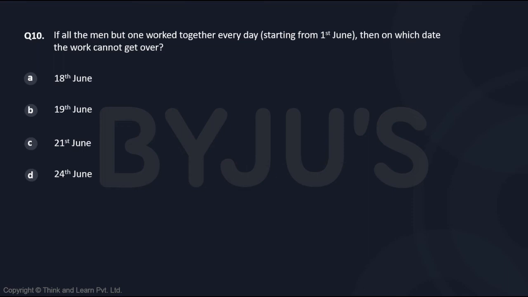Right? Now the second question: if all the men but one work together, once again, A was 79, B is 61, C is 43, D is 37. If all the men but one work together every day starting from 1st June, then on which date can the work not get over? So let's say we are starting with, so total work is 15 into 220.